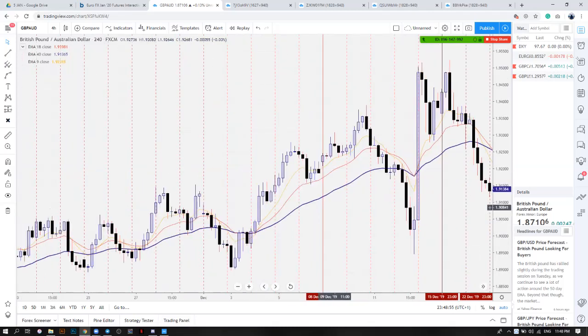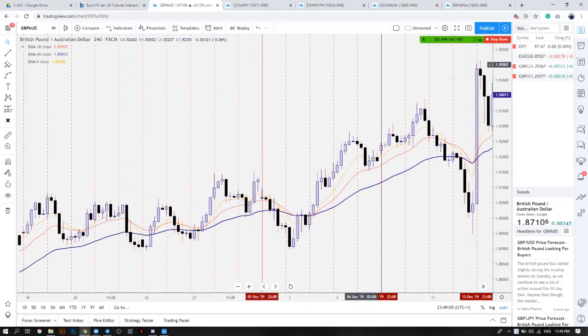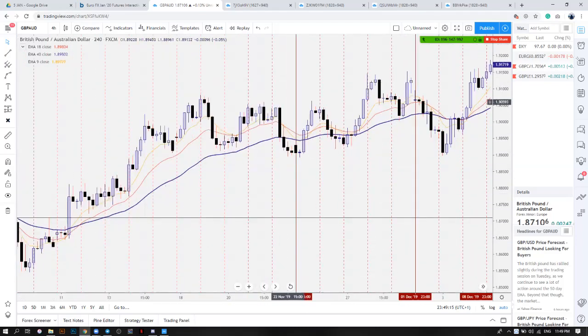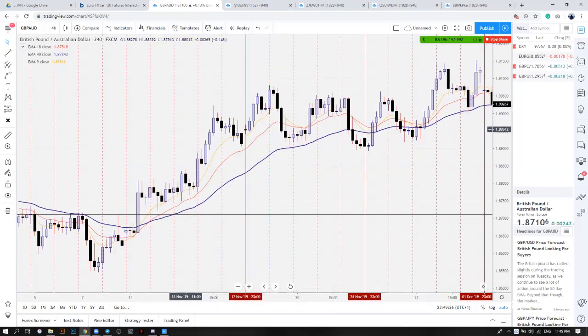Go 3 weeks back, the low of the week came Tuesday London open. Go 4 weeks back, the low of the week came Monday's London open. Go 5 weeks back, the high of the week came Tuesday's London open. Go 6 weeks back, the low of the week came Monday's London open.